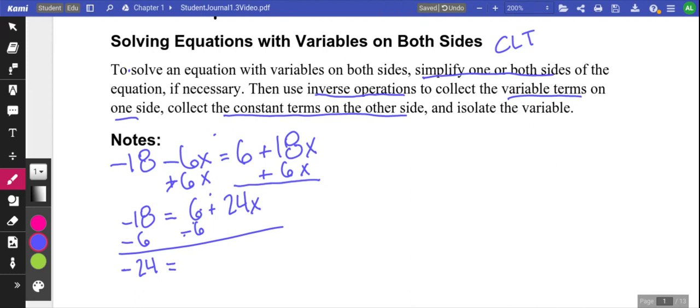It's a -24 and then a +24x over here. So I want to get rid of that 24. I'm multiplying 24 and x, so I'm going to divide each side by +24.